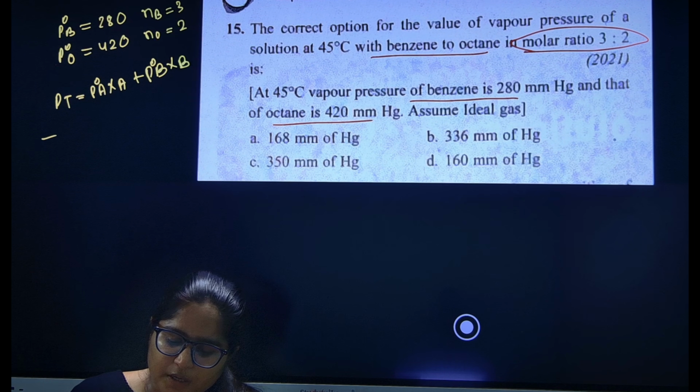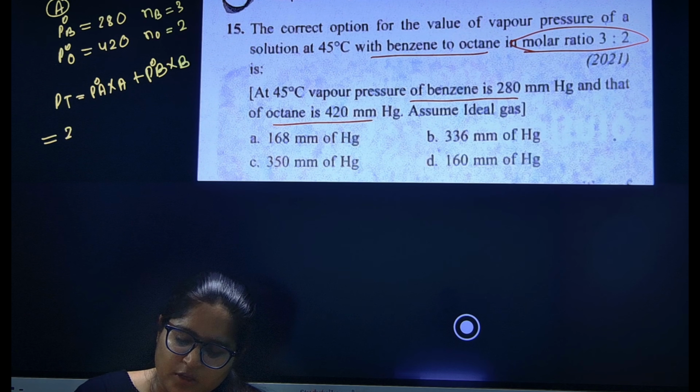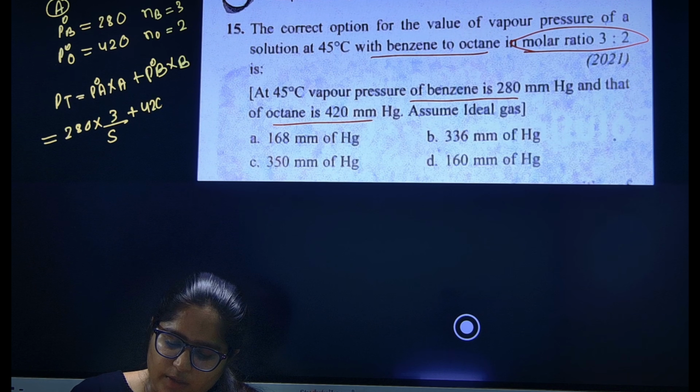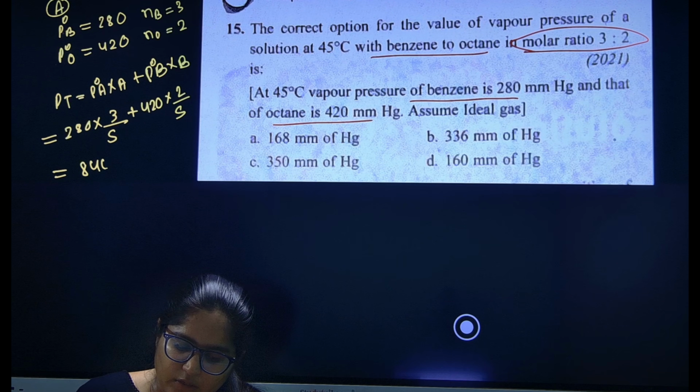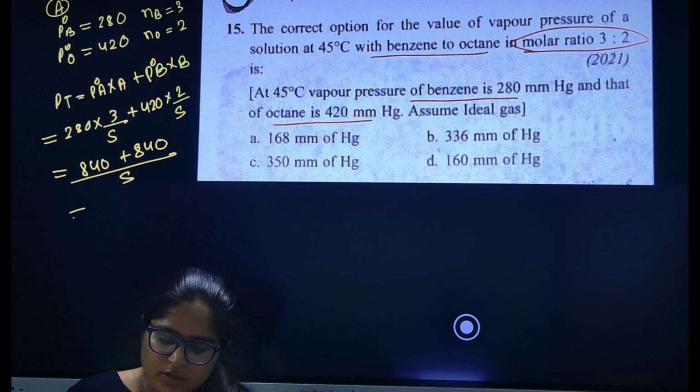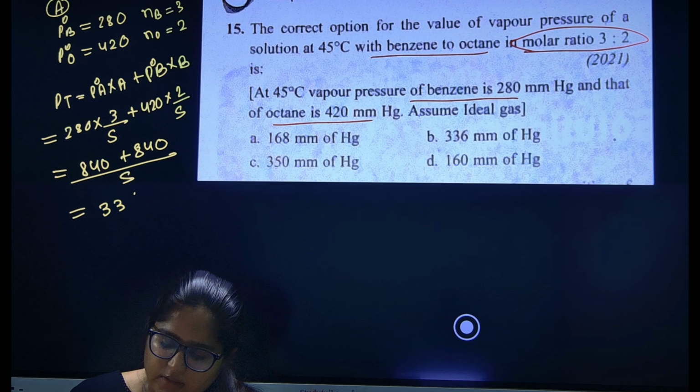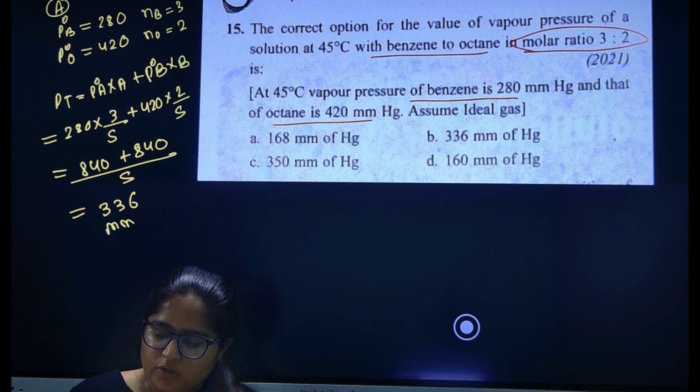Let's say A is our benzene. So 280 into mole fraction, moles of benzene by total moles, 3 by 5, plus 420 into 2 by 5. Here we will get 840 plus 840 divided by 5. So here we are getting 336 mm of Hg. So which option? Option B is the right answer.